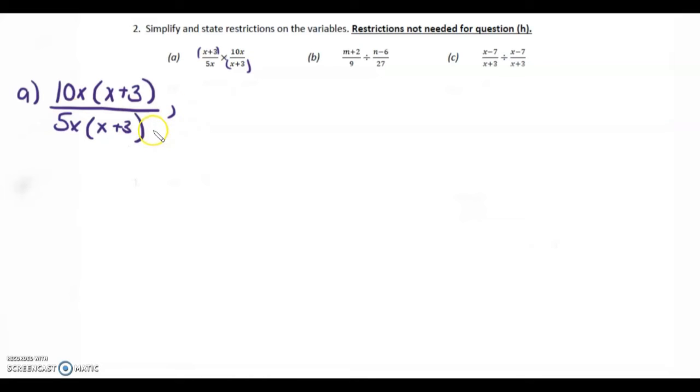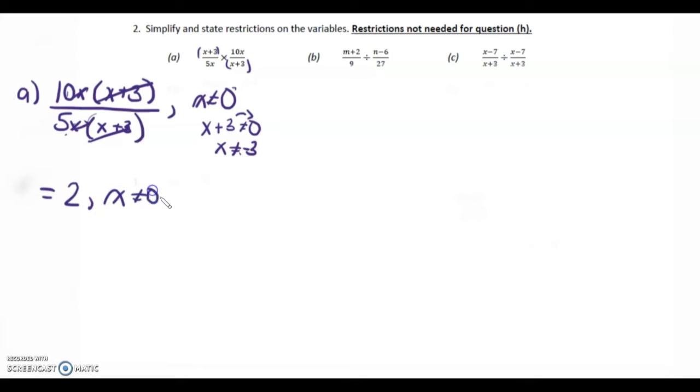So before we cancel anything out, x is in a monomial, so x does not equal 0. And then x is in this bracket, and we know that x plus 3 cannot equal 0, so x cannot equal negative 3. So we have 2 restrictions. Now I'm going to cancel these, 10 divided by 5 is 2. So our simplified version is 2, such that x does not equal 0 and x does not equal negative 3.